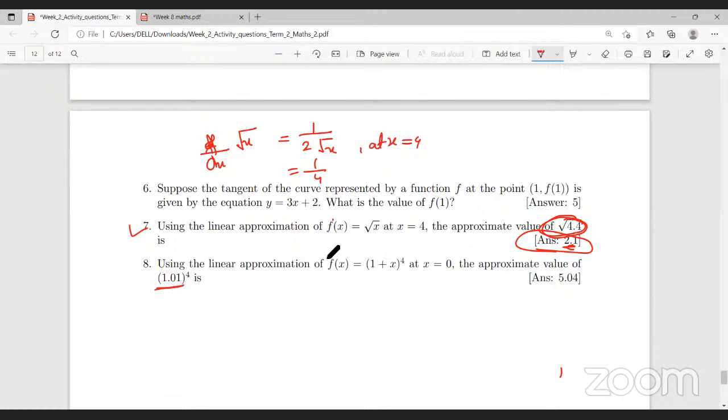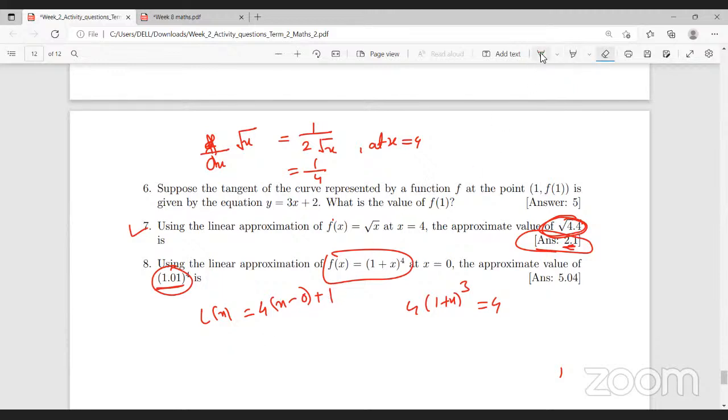Okay, let us solve this. The function is the same and the approximate value is also the same. The answer is 1.04. Let us try. What is the derivative of this? 4x cubed, right? If I put x equals to 0, we get 4x plus 1. Linear approximation L(x) equals 4x plus 1. Now what we have to find out is 1.01 to the power 4.